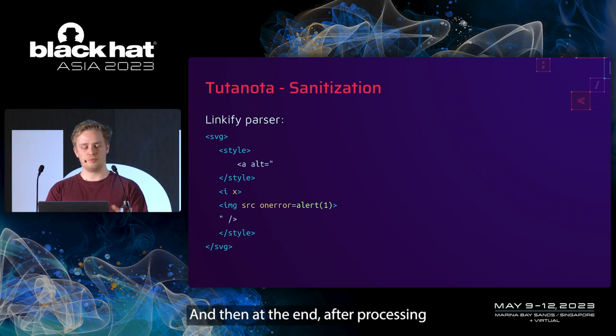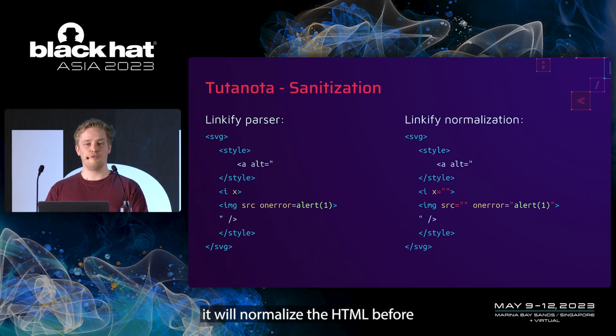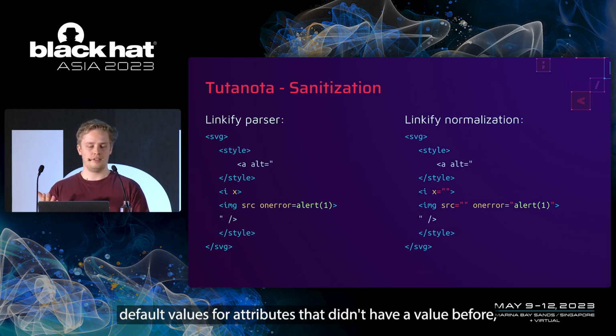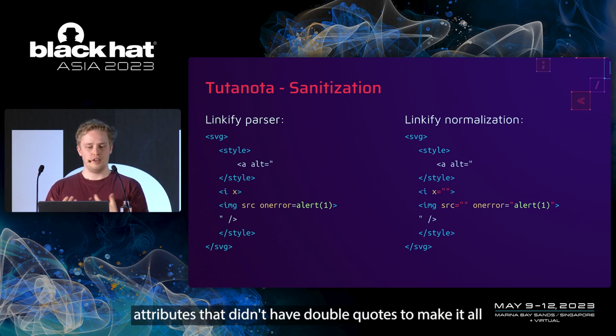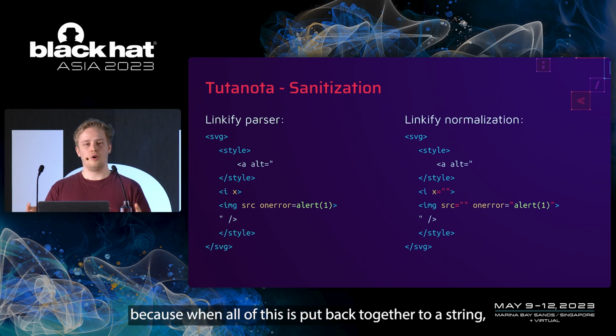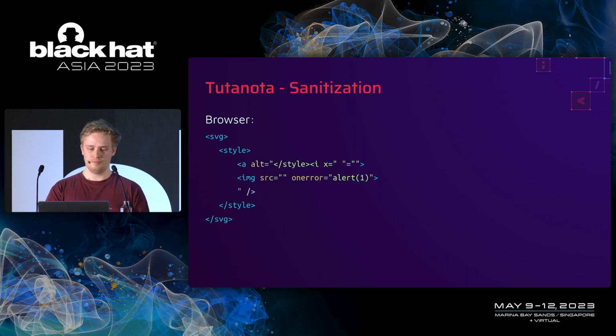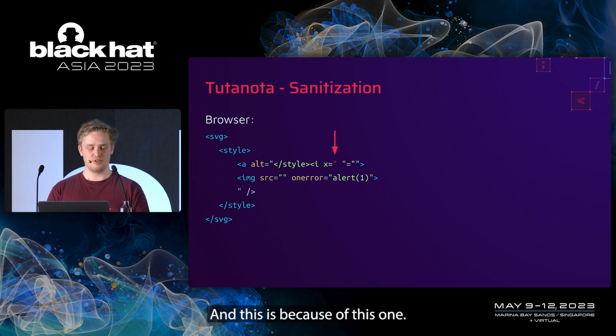So, okay, it parses it. And then at the end, after processing all the links that might be there, it will normalize the HTML before serializing it back to a string. And what they do here is they add default values for attributes that didn't have a value before, like this X attribute, or they put double quotes around attributes that didn't have double quotes to make it all look like good HTML. But this now leads to a problem, because when all of this is put back together into a string, the browser will now parse it differently than when DOMPurify parsed it. And this is because of this one.